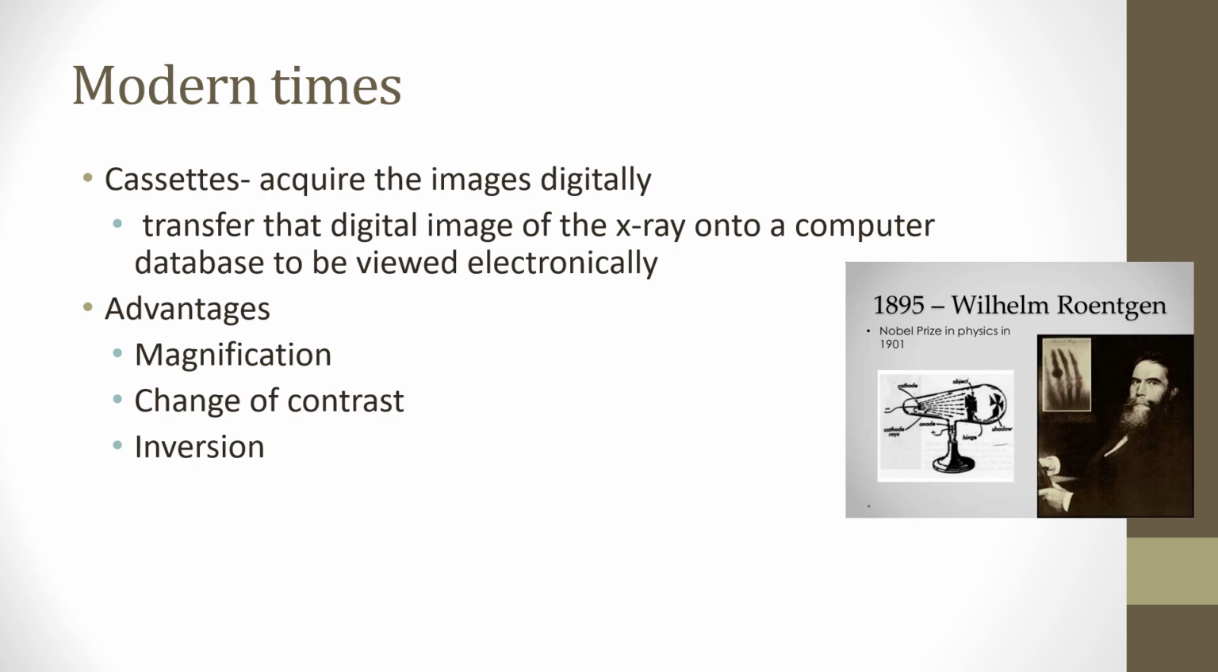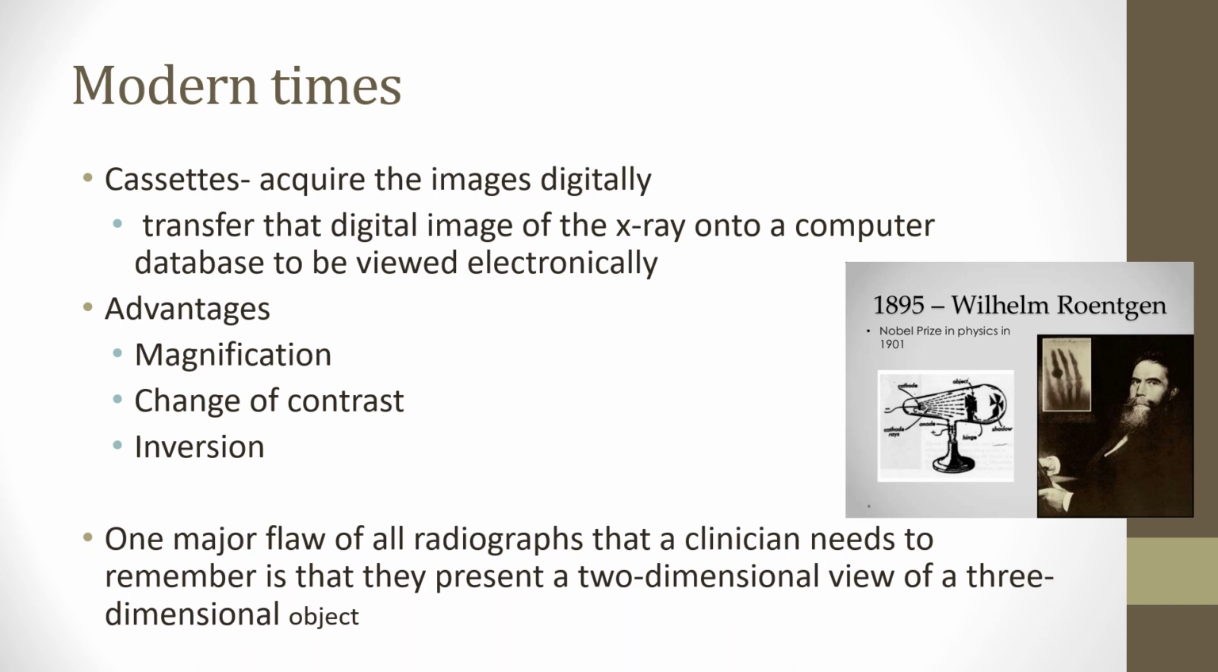A lot of advantages now that we have is we can use magnification on these X-rays. We can change the contrast, we can invert it, we can do a bunch of different things with our modern ways. The old ways, they really couldn't do that a lot of times. One major flaw is you need to remember that this is a two-dimensional picture of a three-dimensional object. In other words, you've got to keep the subjectivity in mind.